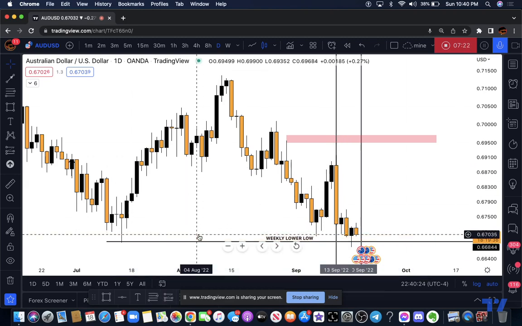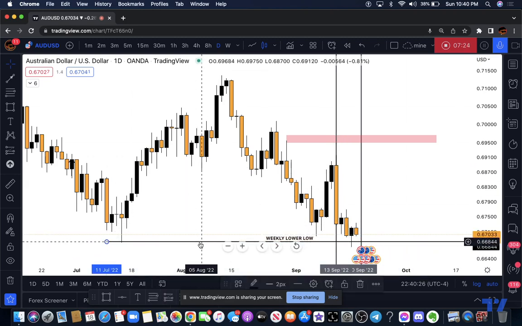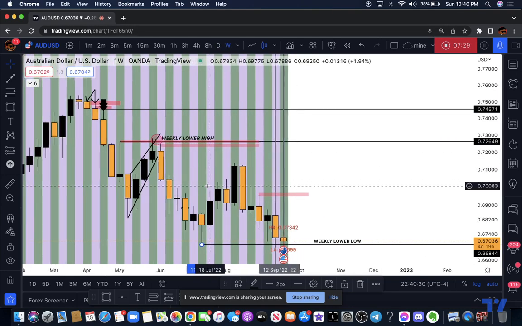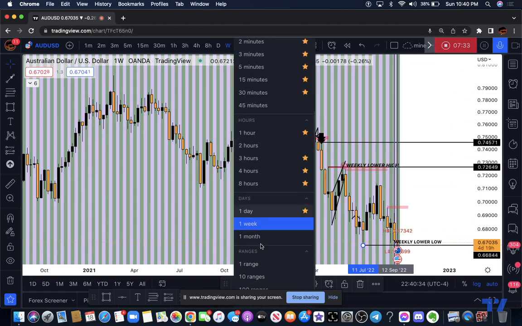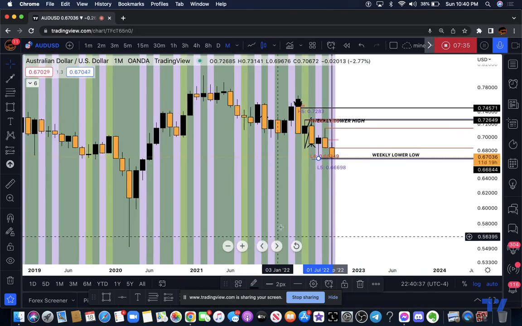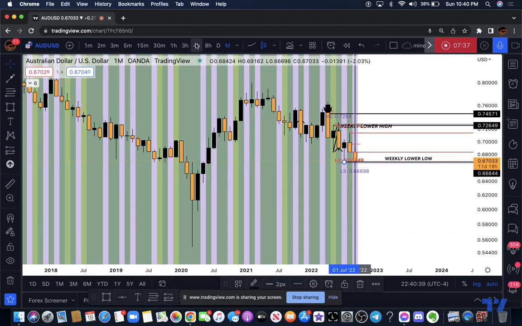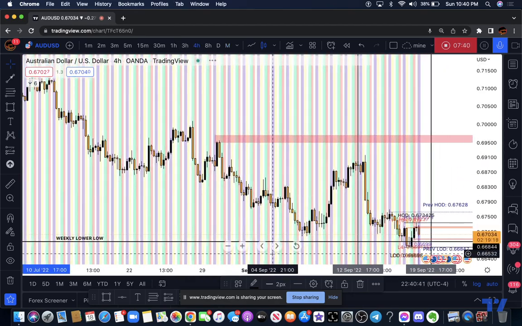Actually, I'm gonna delete that area. I'm gonna leave this here just because it is the last weekly lower low. If we get a break beyond that area, I do see price continuing to go to the downside. On the monthly time frame, looks like AU could be free falling, so I will be watching for continuation sells.